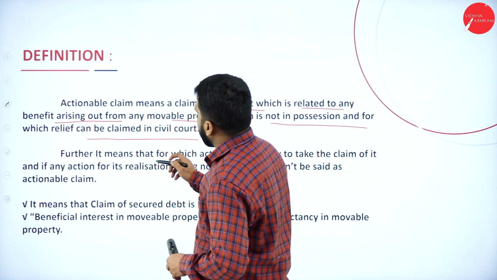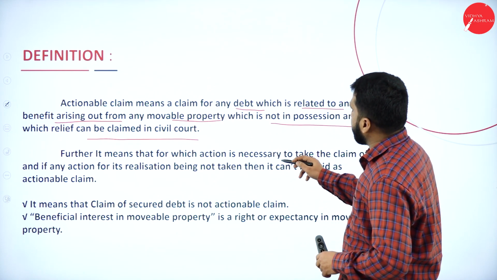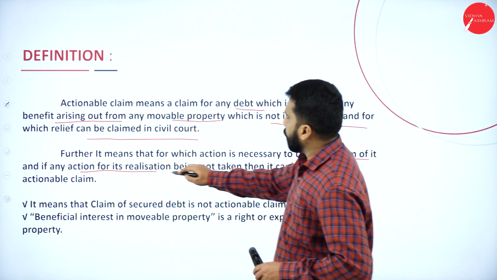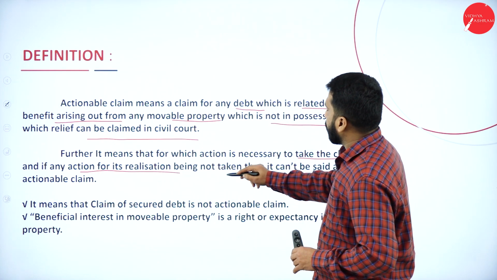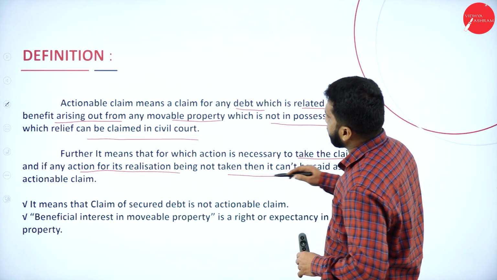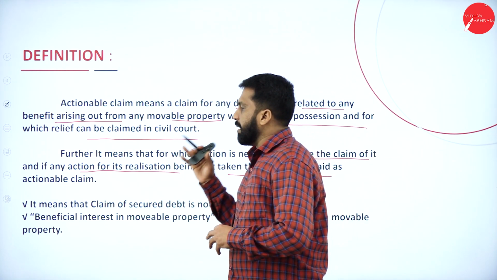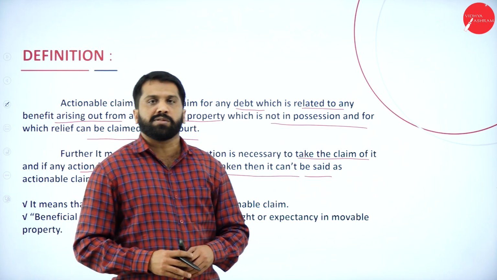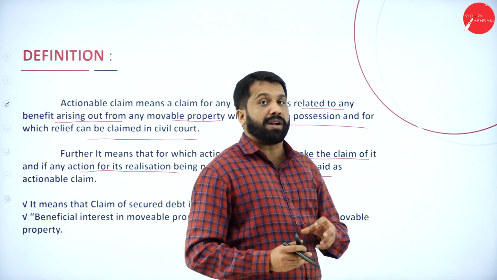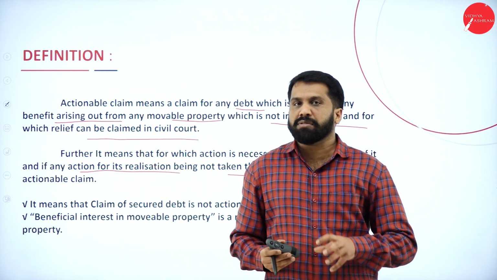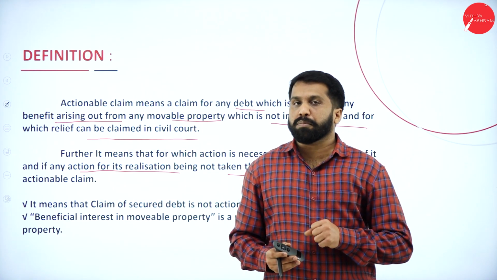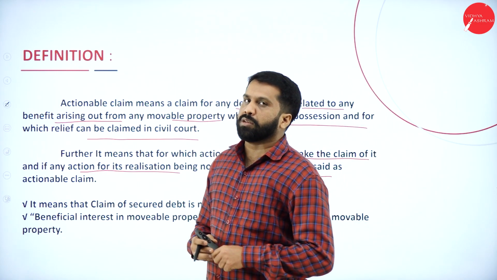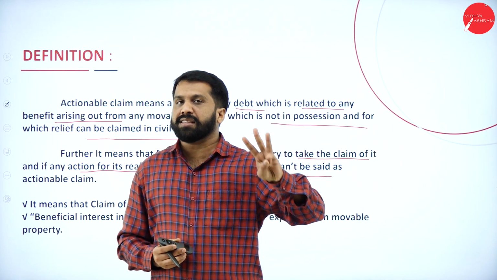Further, it means a claim for which action is necessary to realize it, and if no action for its realization is taken, then it can't be said to be an actionable claim. There are many points here and you cannot remember all of them. Remember, as I told you, the first 2 or 3 lines about actionable claim. You have taken the definition from the Property Act; you have to mention that. Following items are not called actionable claims. Write any 3 items.